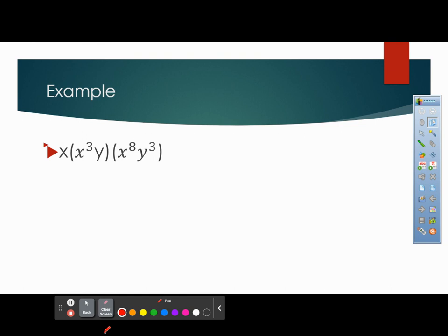Okay, so you need to look at the variables individually and go in alphabetical order. So Alexis, what variable would I look at first? Look at X first. Go through and count up all the X's and tell me how many you get total for the X's.